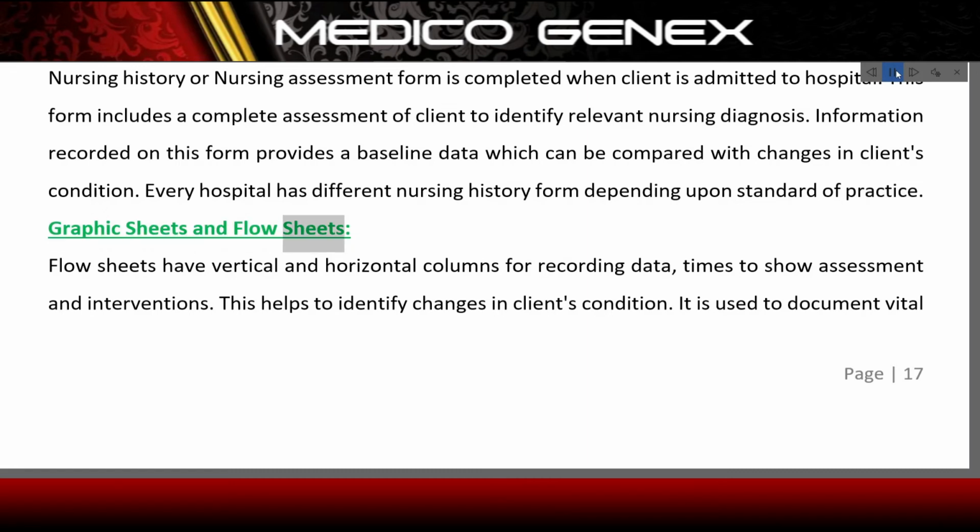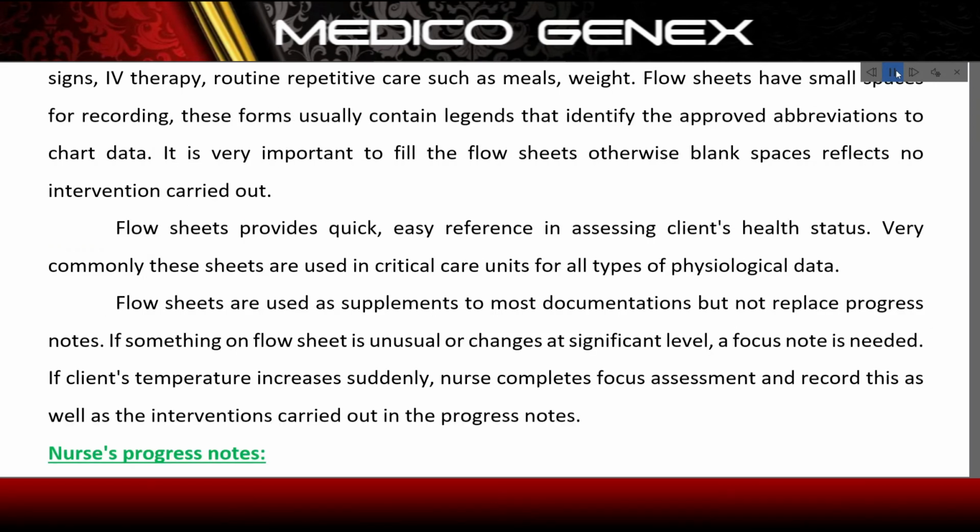Graphic sheets and flow sheets. Flow sheets have vertical and horizontal columns for recording data, times to show assessment and interventions. This helps to identify changes in client's condition. It is used to document vital signs, for therapy, routine repetitive care such as meals, weight. Flow sheets have small spaces for recording. These forms usually contain legends that identify the approved abbreviations to chart data. It is very important to fill the flow sheets, otherwise blank spaces reflect no intervention carried out.